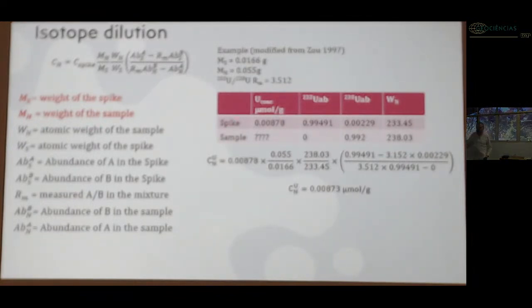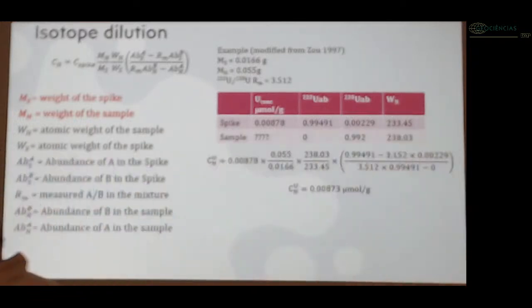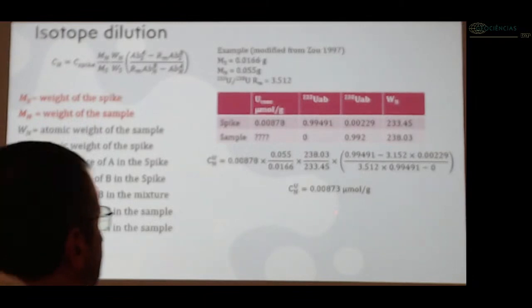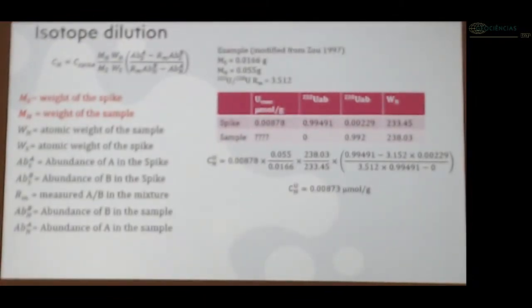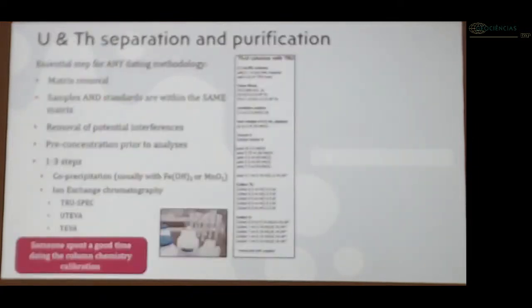You can apply some other methods that might be available that are used in other techniques, but because we're measuring ratios here, this is an extremely more precise measurement than measuring the absolute abundances of each isotope, and therefore these will come with an uncertainty of lower than 1%, sometimes even lower than 0.1%. So these are very, very, very precise measurements.